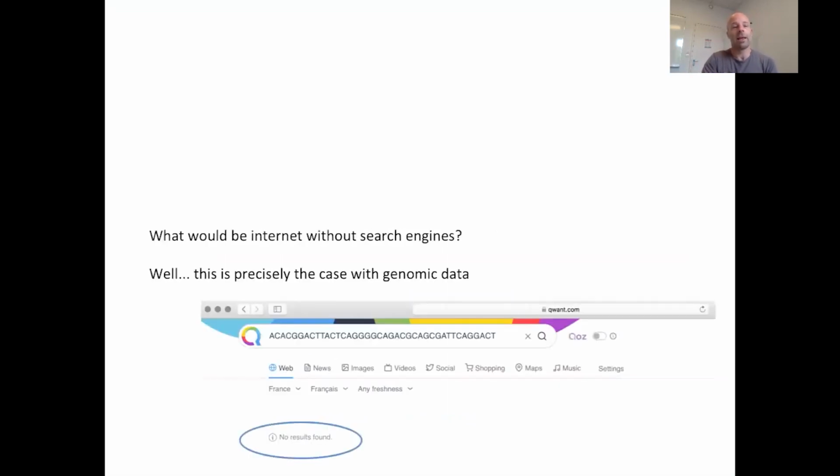Well, this is precisely the case today with genomic data. For instance, if you have a sequence of interest, I don't know, a gene or anything, there is no way to query the vast amount of sequencing data we have available today, or assembled genomes, with your request of interest. Here, if you try this on Google, or here it was on Qwant, and you try to find this sequence, there are no results because we are not able to dig into the databases containing those sequences.